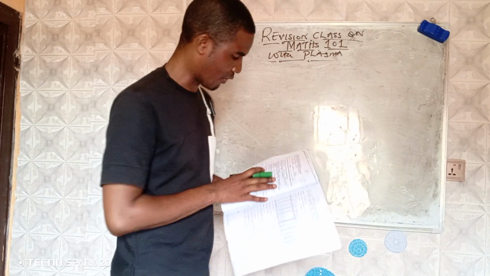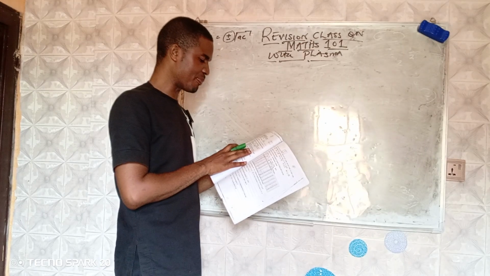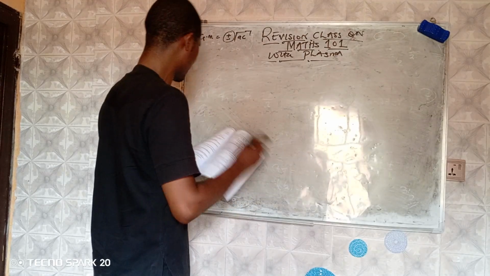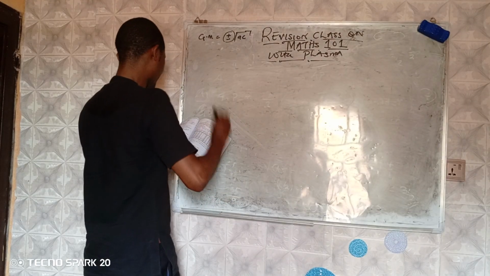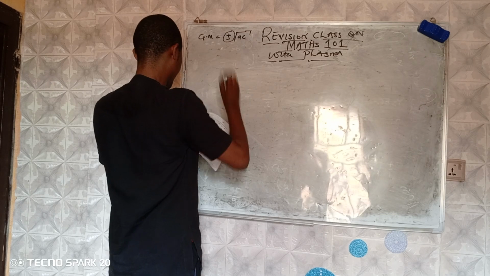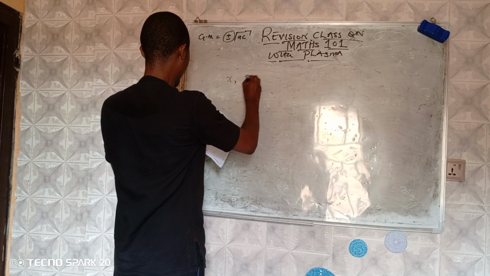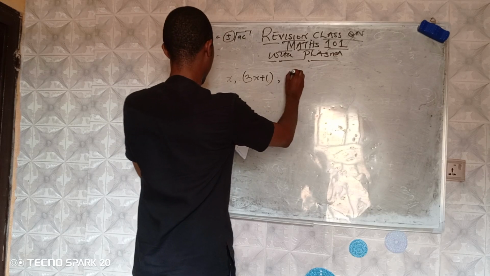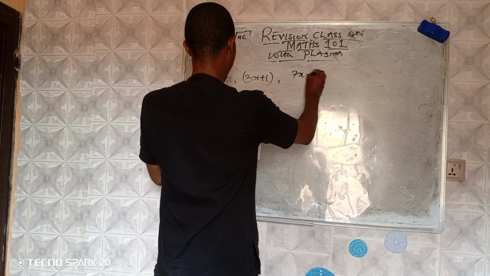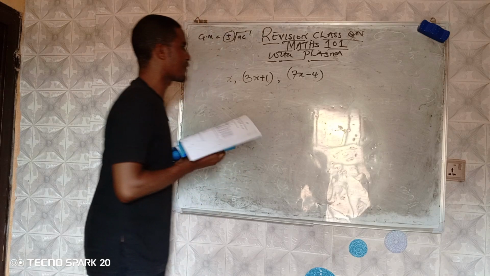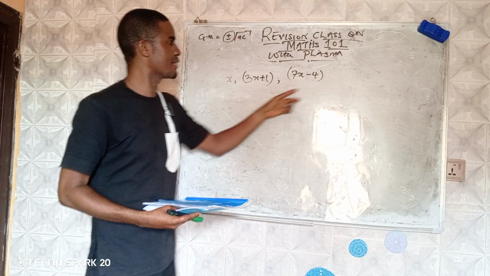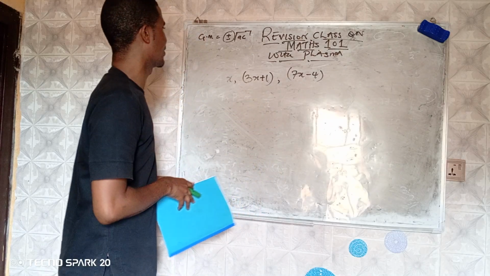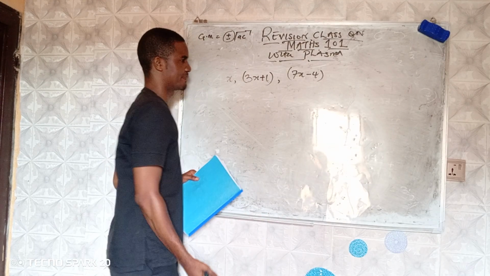Question number 4. The first 3 terms of an AP is given as, look at this question, x, comma, 3x plus 1, comma, 7x minus 4. They say the first 3 terms of an AP is given as this. They now say, find their common difference. Okay, this is an AP.